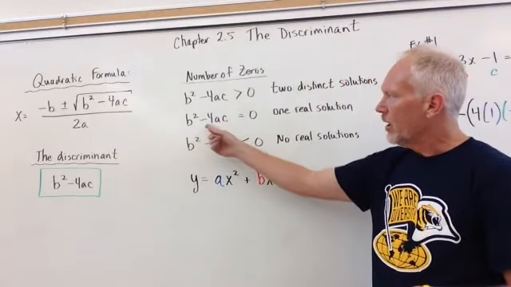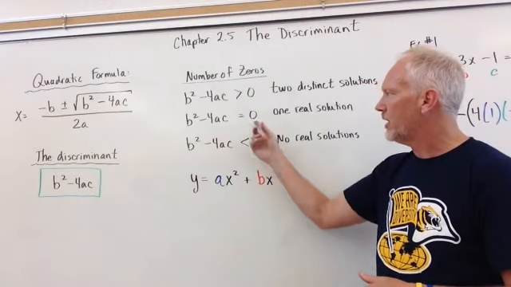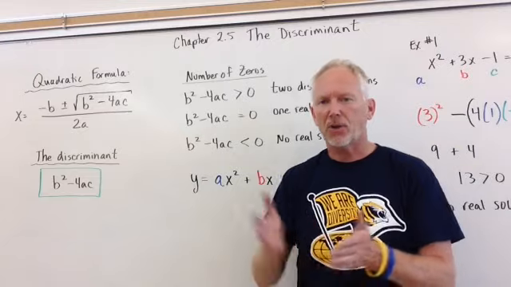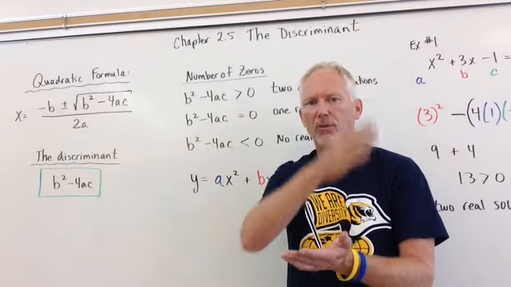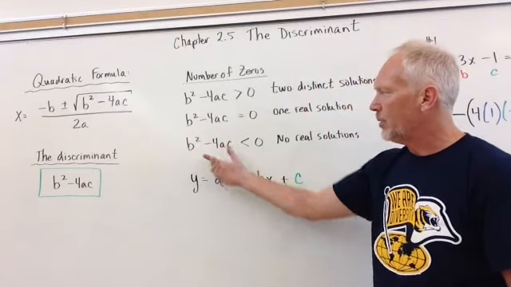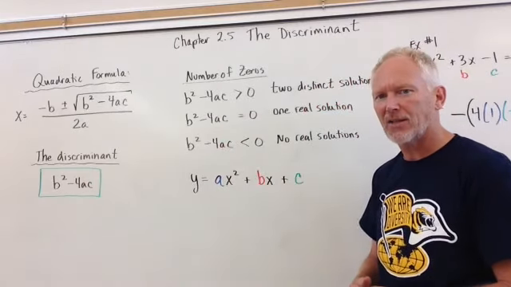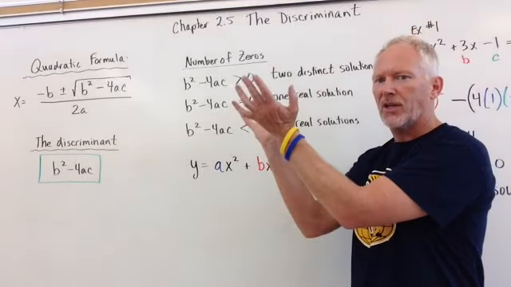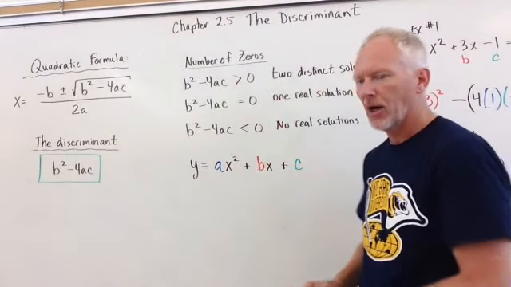All right. If b squared minus 4ac is equal to 0, that means we have one real solution, and that typically is where the graph will bounce off of that x-axis. So that's what we'll be looking for there. If b squared minus 4ac is less than 0, then there's no real solutions. That graph must be sitting above the x-axis.